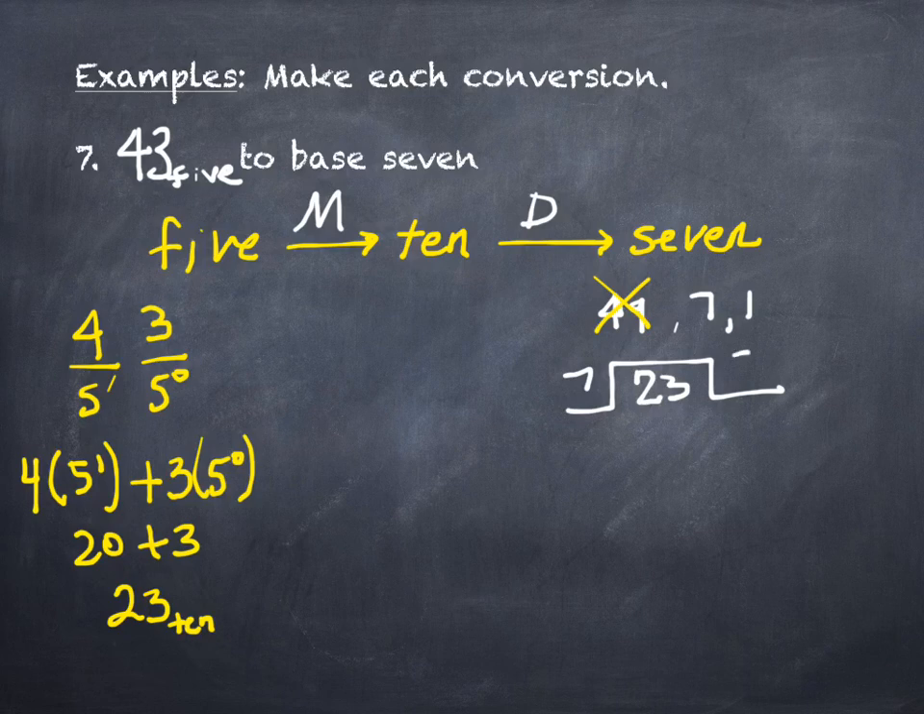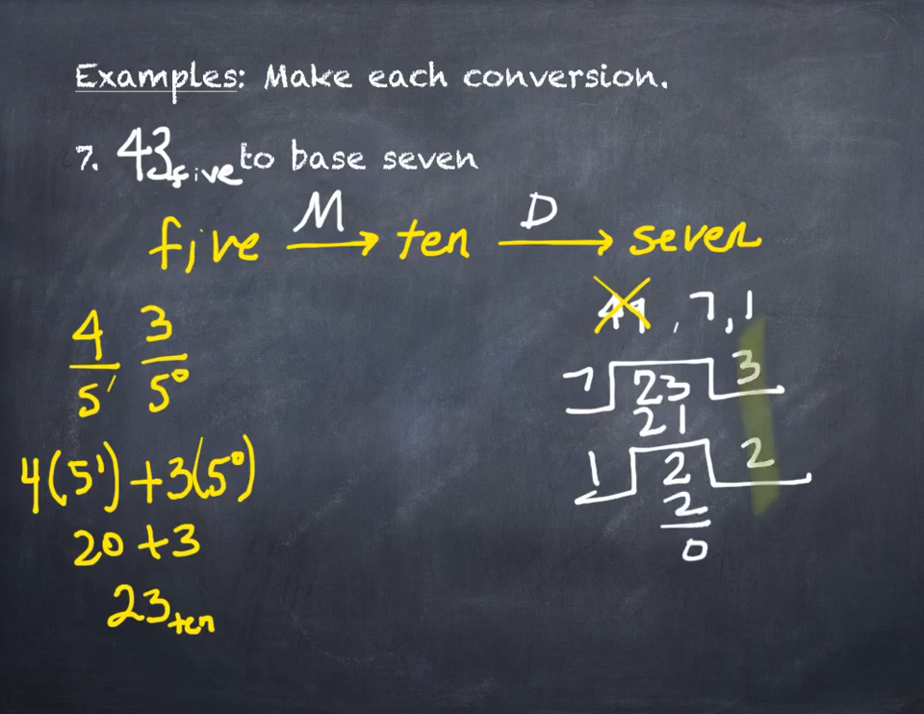7 goes into 23 3 times. 3 times 7 is 21, with a remainder of 2. And then 1 goes into 2 2 times. 1 times 2 is 2. Get my 0 at the end. My solution then is right over here, the 3 and the 2. This would be 3, 2, and again, you're in base 7, so you must write base 7.